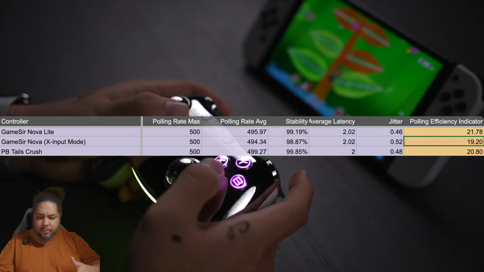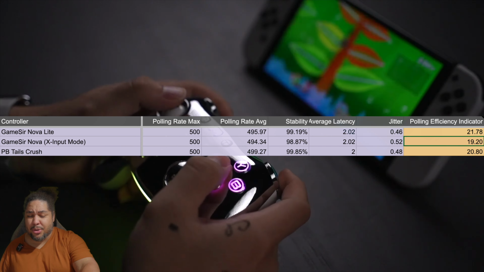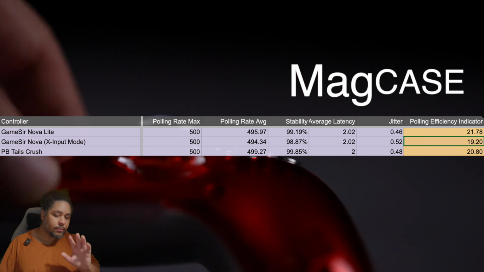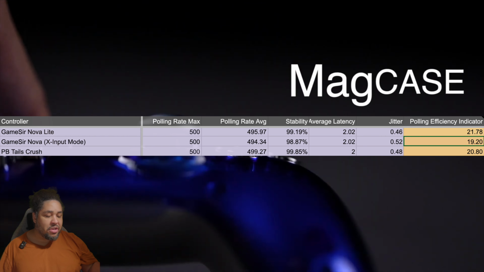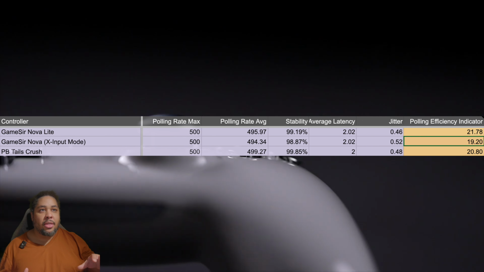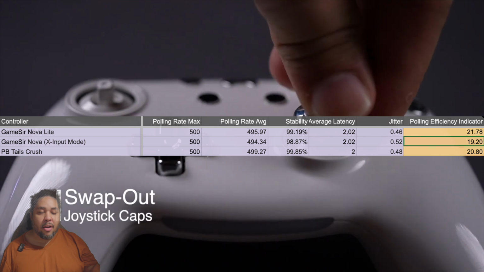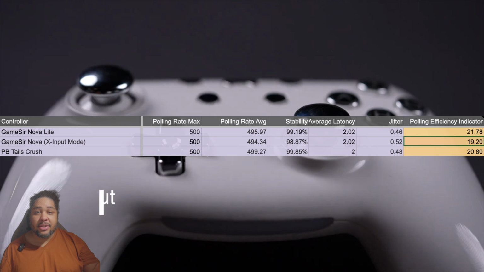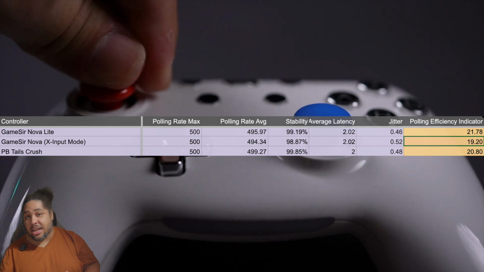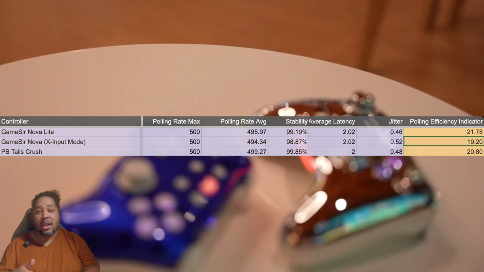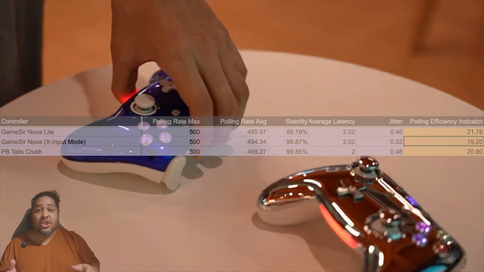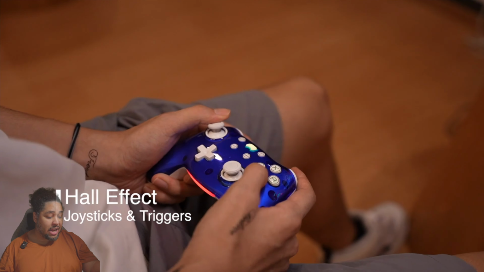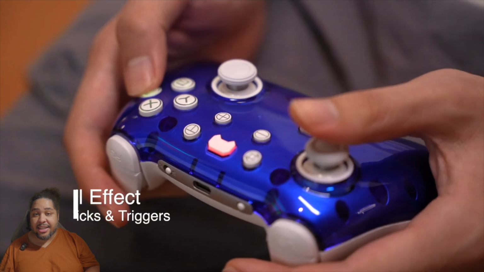And the fact that RGB is part of all these controllers. GameSir Nova has an amazing RGB feature where you can turn the sticks and change colors. Anyways, very, very cool. However, the PB Tail Crush is actually making clever work of the RGB. So in a nutshell, you can change the colors of your buttons to match different layouts. You can match the PlayStation layout, the Xbox layout, the Nintendo layout, or you can just go for a straight color. You can change all the different aspects if you want your A, B, X, Y, but you want the color accents to be different.